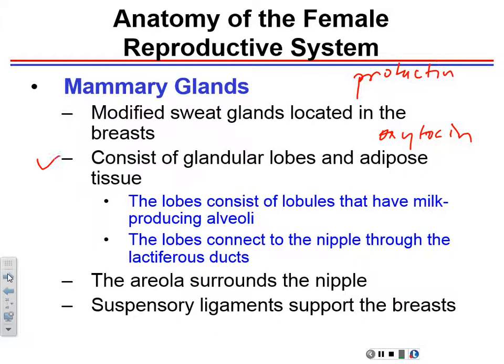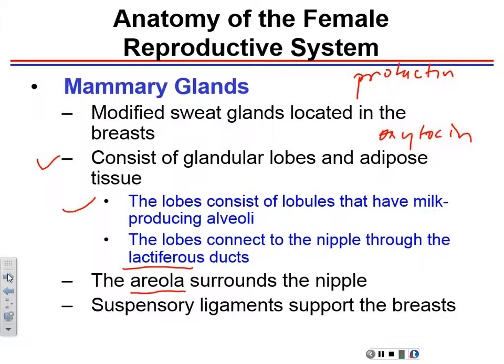Okay, so it's a glandular tissue with lobes that are cushioned and held in place by connective tissue and adipose tissue as well. And they consist of lobules that connect to ducts, which are called lactiferous ducts, that of course open up at the nipple. So the nipple has multiple openings, and then of course the areola.